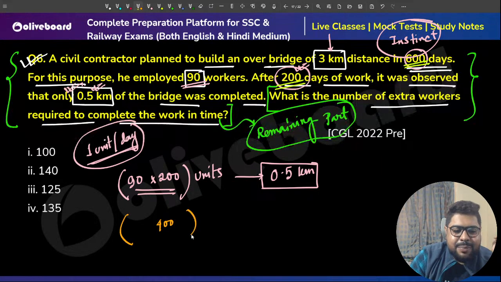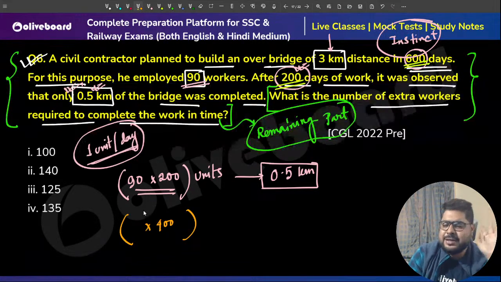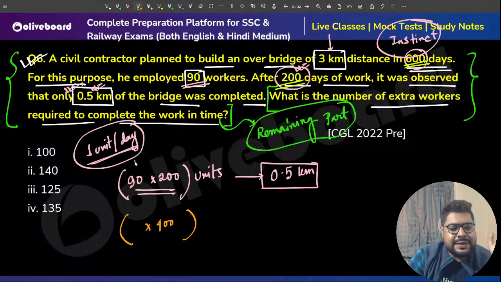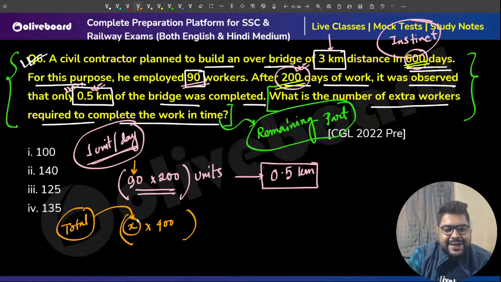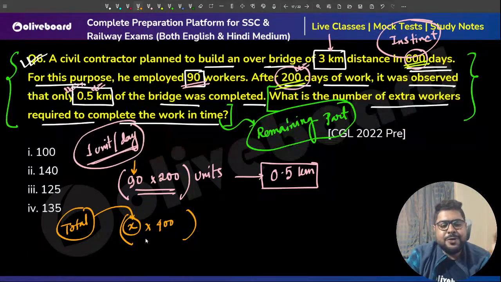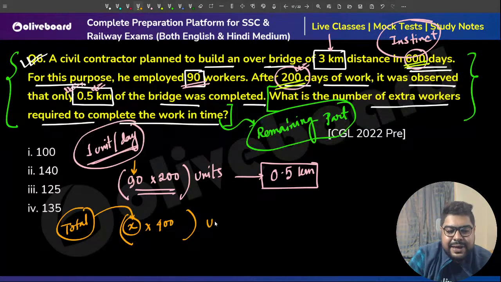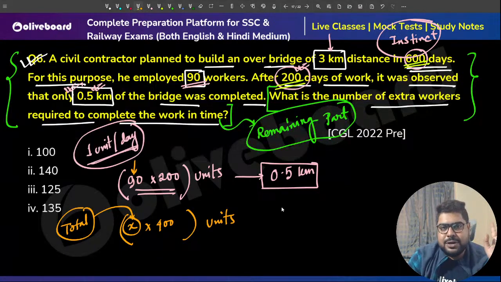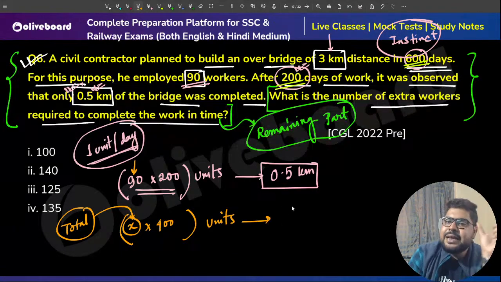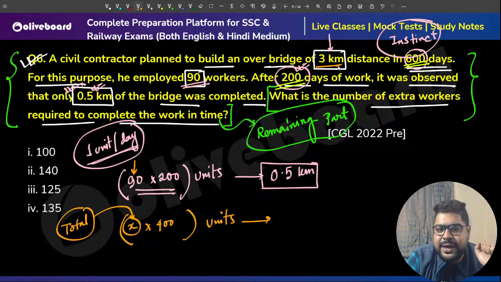And what is the number of men he needs to employ? That's different. I'm saying with these 90 men, he has employed some more men. Total number of men that is working now is X. So X men will do, in 400 days, these many units of work. Now, if he wants to complete the work on time, that must be the remaining work. So 3 kilometer was total work.